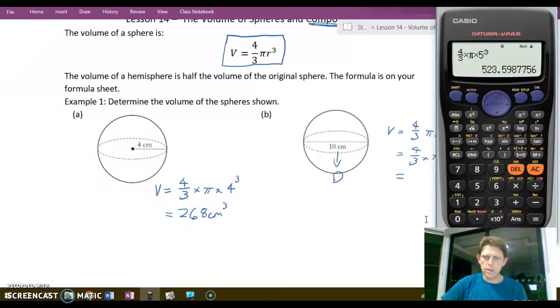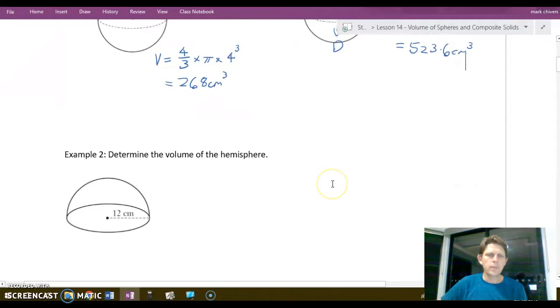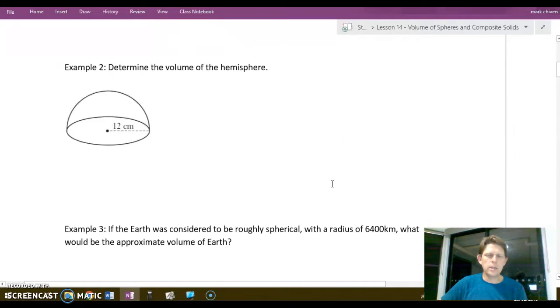So going back into the sheet here, 523.6. What are my units? Well, they're centimeters, and we're talking in 3 dimensions now, so we've got to say cubed. Okay, so the next question is determine the volume of this hemisphere.